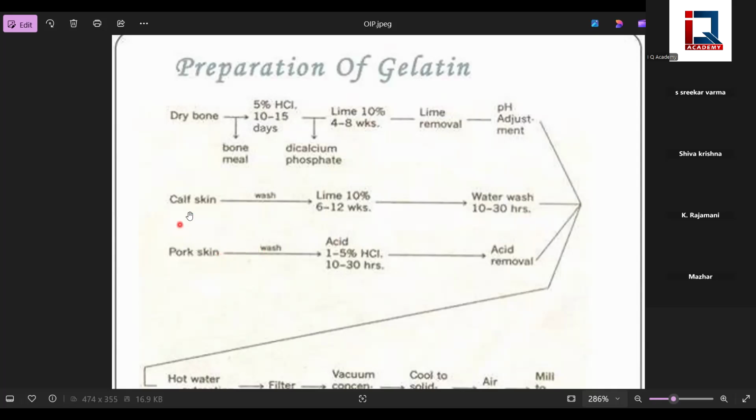Next, see the second part. Calf skin and cow skin are washed to remove the grease, degreased. Treat it with lime for 6 to 12 days, or 12 weeks. Then again, water wash for 10 to 30 days. If you're taking bones, this step is carried out. Taking calf skin, this step is carried out. If you're taking pig skin, pork skin, washing.